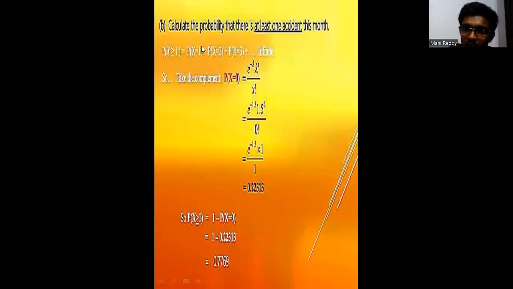Next, calculate the probability that there is at least one accident this month. At least one means one, two, three, four, like that. So we calculate zero accidents in a month using e power minus lambda, lambda power x, by x factorial. The probability of zero accidents is 0.22313. At least one means one or above one, so P of x at least one is 1 minus P of x equal to 0. Here is the answer.